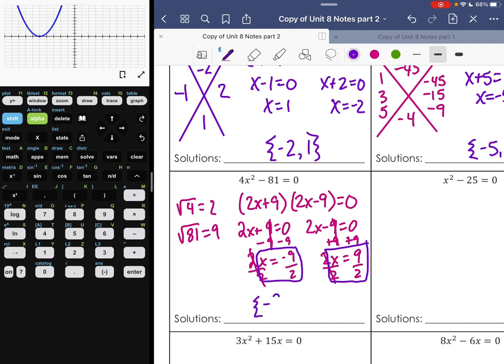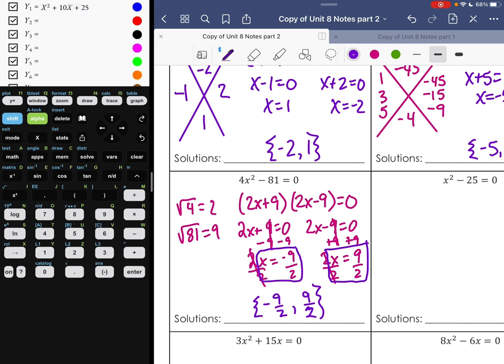So our answer would be negative 9 over 2 and positive 9 over 2. And you don't have to do anything there. If you want to check and make sure it doesn't simplify further, you can, but you do not need to make it a decimal. You do not need to make it an improper fraction.